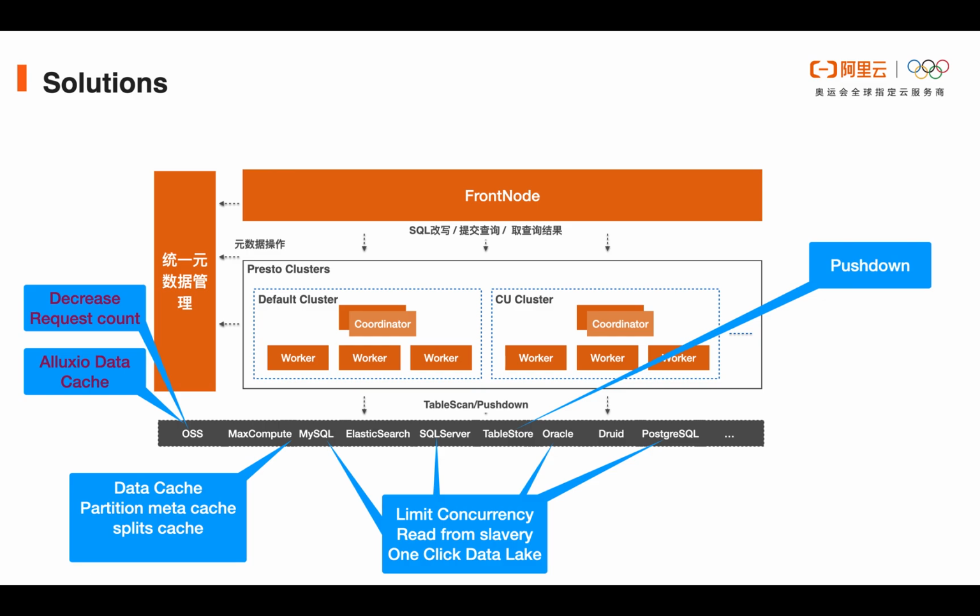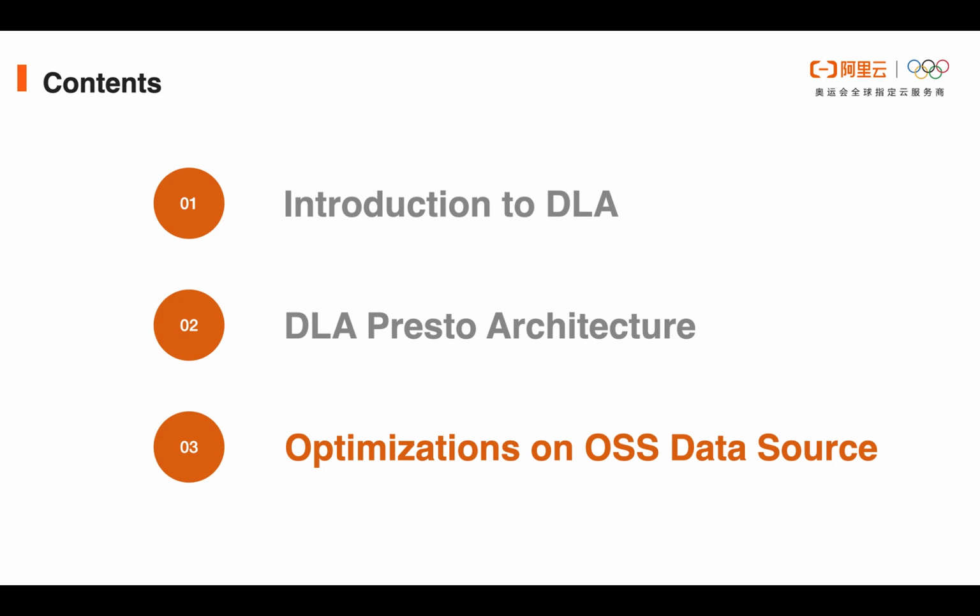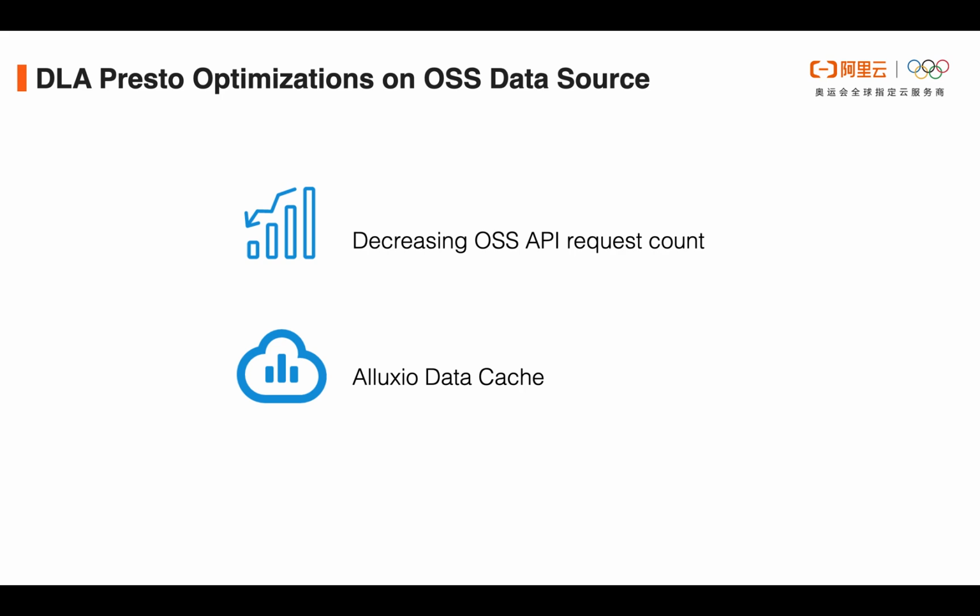And for Table Store, we did some push down. And next, I will introduce some details on the implementations of the improvements for the OSS data source. As just mentioned, I will introduce these two optimizations: decreasing OSS API request count and Alluxio data cache.